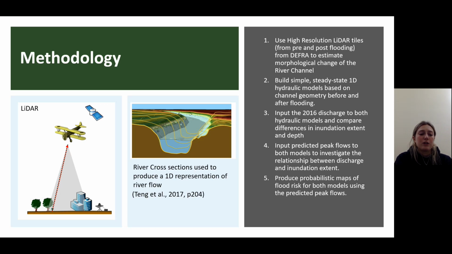So on the left, you can see a picture of LiDAR data, which is light detection and ranging data, and it was chosen because it can produce high resolution elevation data of the ground. And then the picture on the right shows a cross-section of river cross-sections which are used to produce a 1D representation of the river flow in hydraulic models.